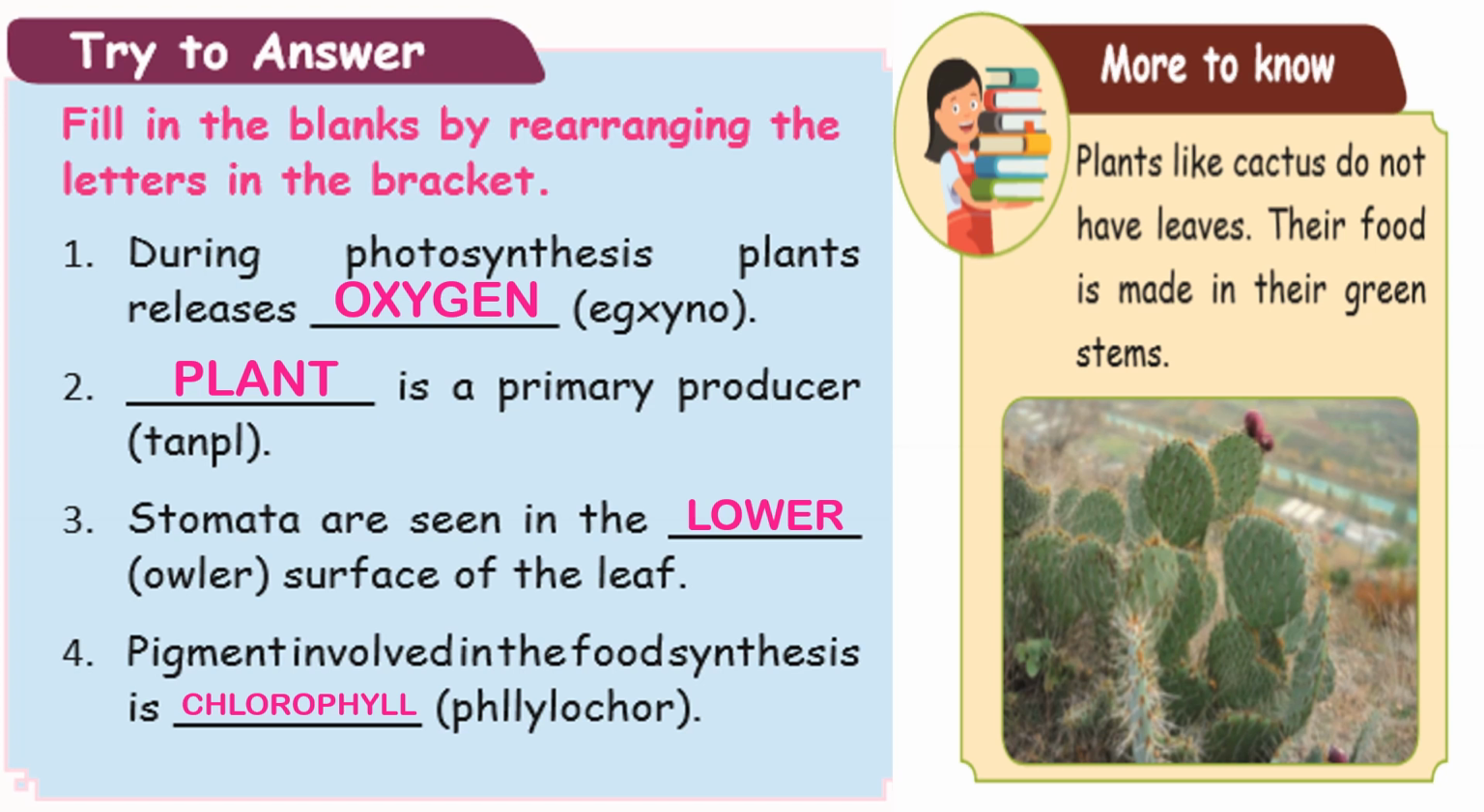Number 3. Stomata are seen in the dash surface of the leaf. The answer is lower. Number 4. Pigment involved in the food synthesis is dash. The answer is chlorophyll. More to know. Plants like cactus do not have leaves. Their food is made in their green stems.